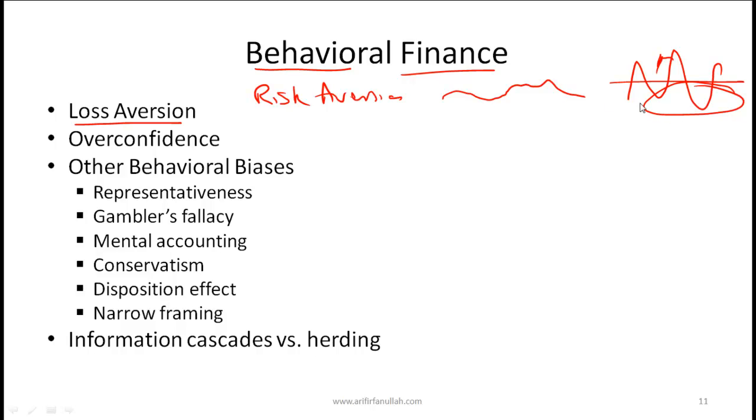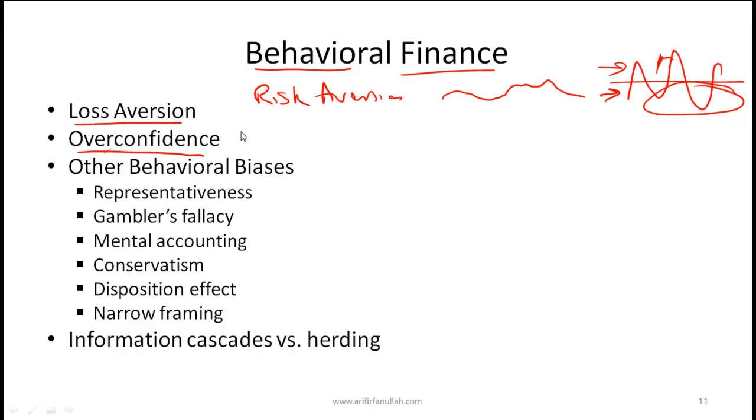So investors are more risk averse in this negative zone than they are in the positive zone. Next, let's talk about overconfidence. This implies that investors are often overconfident about the decisions that they make.